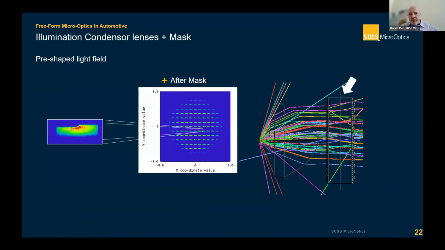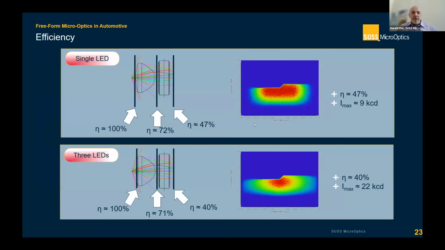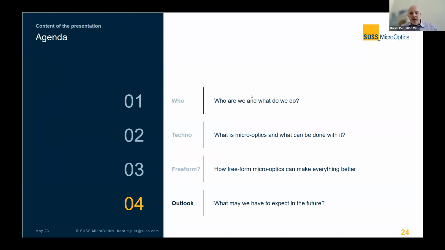And after the mask, the light distribution looks like this. And this is also what you get when you project on the road. So actually low beam, this is a typical European low beam distribution, can be pretty efficient using micro LED arrays. These efficiencies of 47 respectively 40% are very much in line with what you see using other optical methods, even higher.